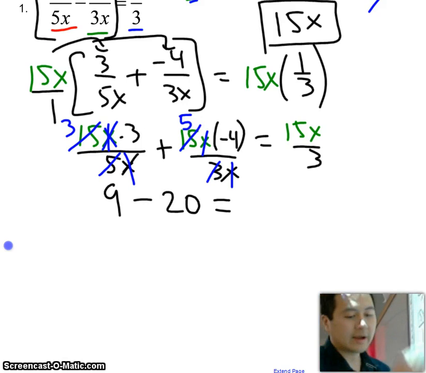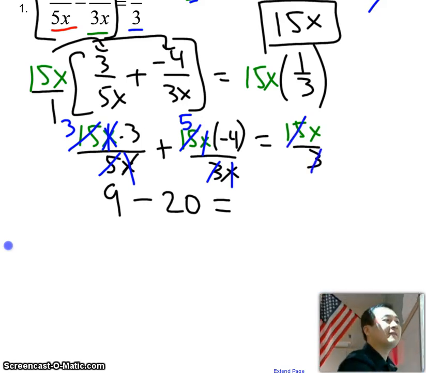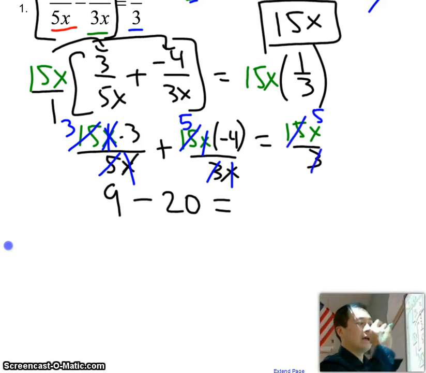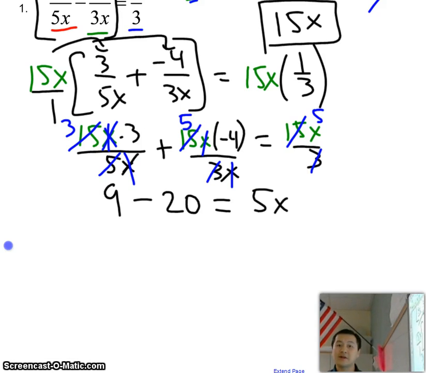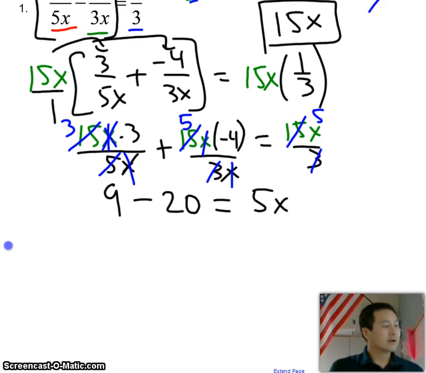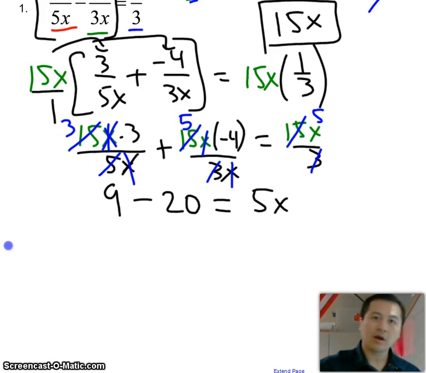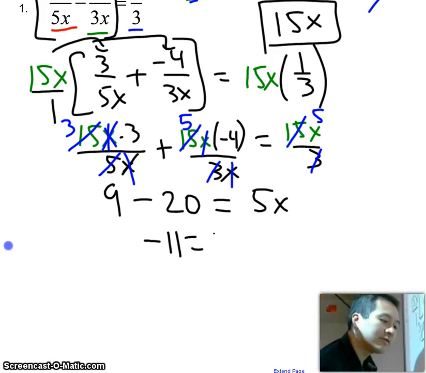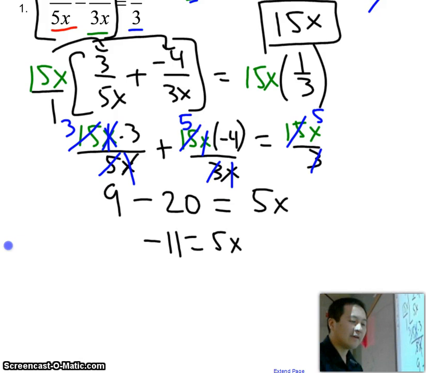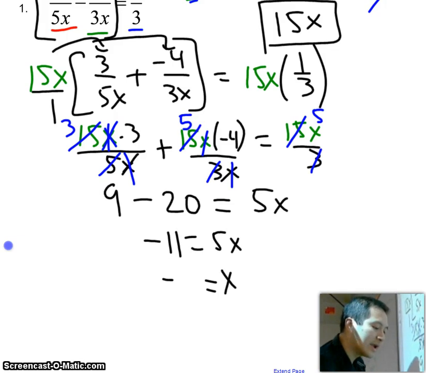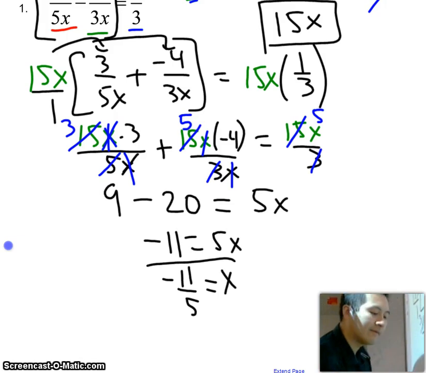Equals. Over here, does anything simplify? The 3 and the 15 leaves a 5x. Oh, man. How do you guys feel so far? Look at this, though. Isn't this a lot easier? All the fractions went away. So this becomes a negative 11 equals 5x. Divide by 5 both sides. x equals negative 11 over 5.